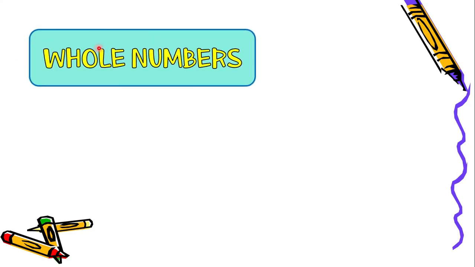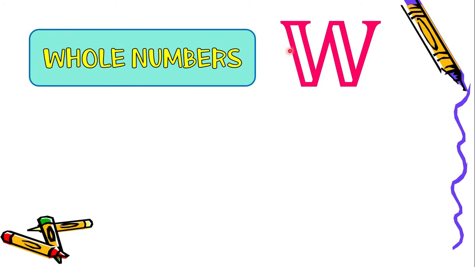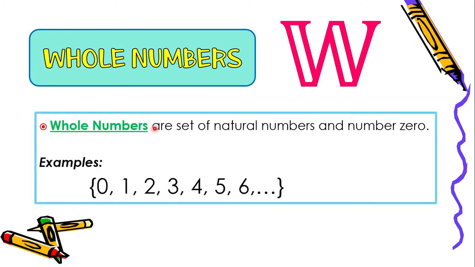Next, whole numbers. For representation, we have capital W. Whole numbers are the set of natural numbers and number 0. So again, if your number starts with 0, followed by your natural numbers 1, 2, 3, 4, 5, etc., those are what we call whole numbers. Again, don't forget that whole numbers start with 0.